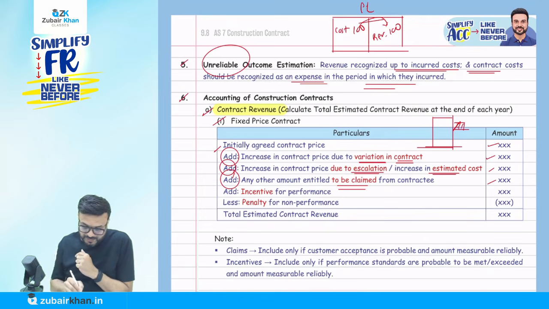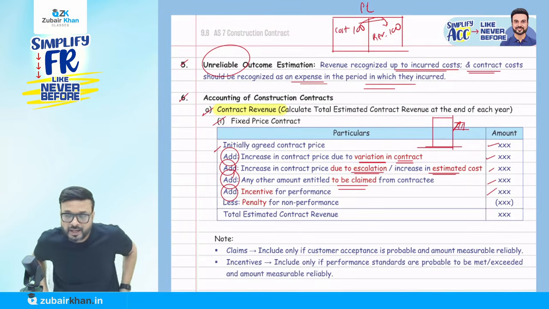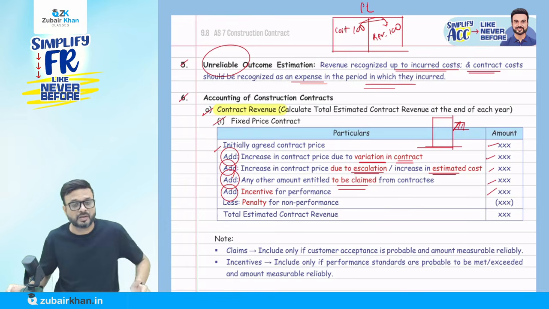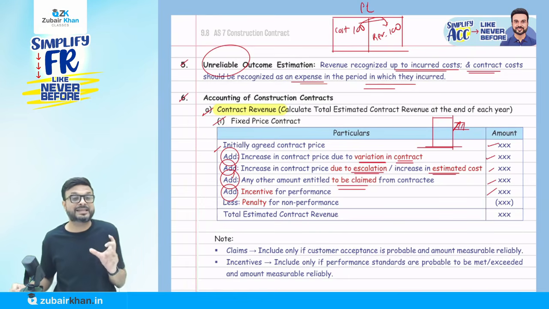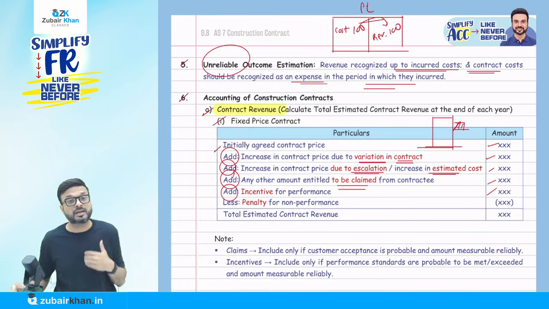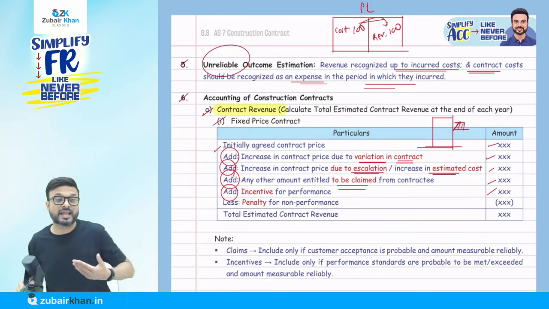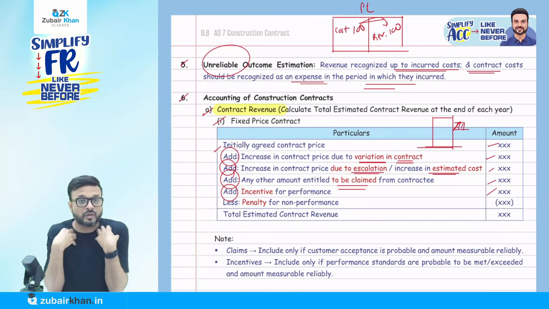Now they say add incentive for performance. It might happen that we decided that the construction is going to be completed in 3 years, but if I complete the construction within 2.5 years, for example, 2 or 3 months before the 3 years, I am to charge a certain incentive because we have done the construction before the time. So certain incentives I will take from you. When I take a certain incentive from you, that is revenue for me. So incentive is also revenue for me.